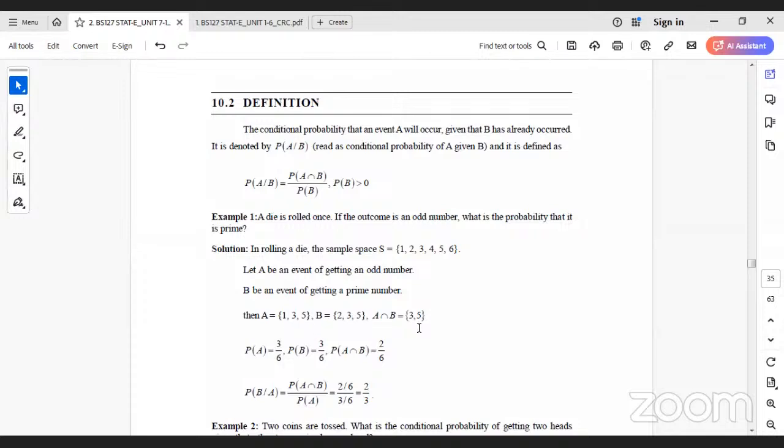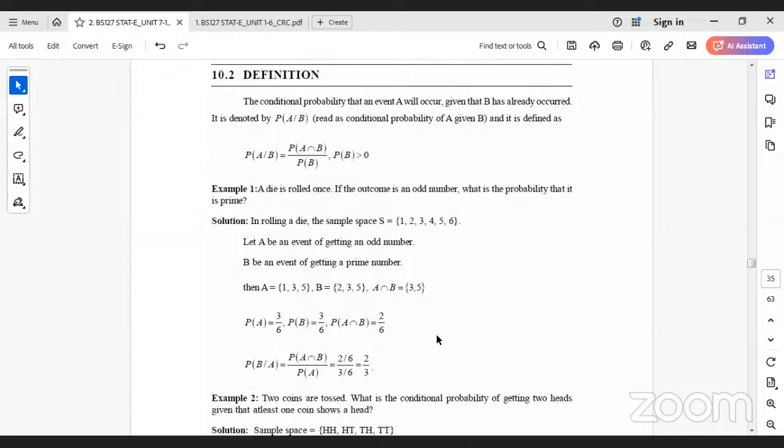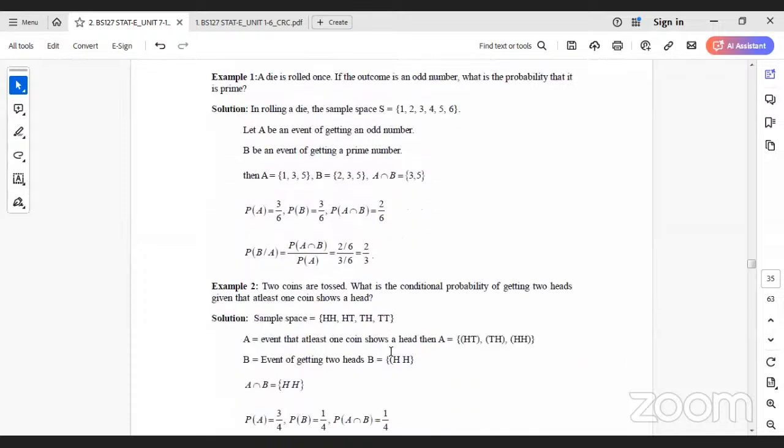So P of A is 3 by 6 and P of B is also 3 by 6. The common outcomes give 2 by 6. So 2 by 6 divided by 3 by 6 is 2 by 3. Clear? Yes, sir.